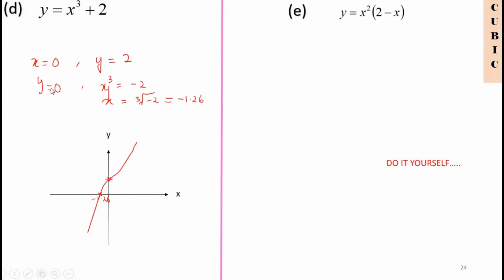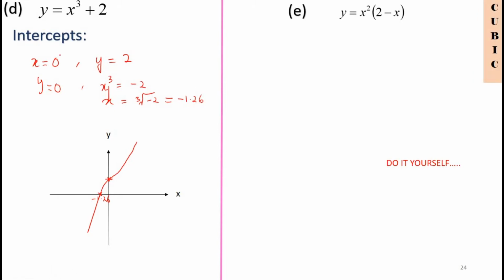So now cubic function. We have the function y equal to x cubed plus 2. Again you have to find the intercepts. How to find the intercepts? You just substitute in x equal to 0 and another one is y equal to 0. When you substitute x equal to 0, you get y is equal to 2. When you substitute y equal to 0, then you get x is equal to negative 2.